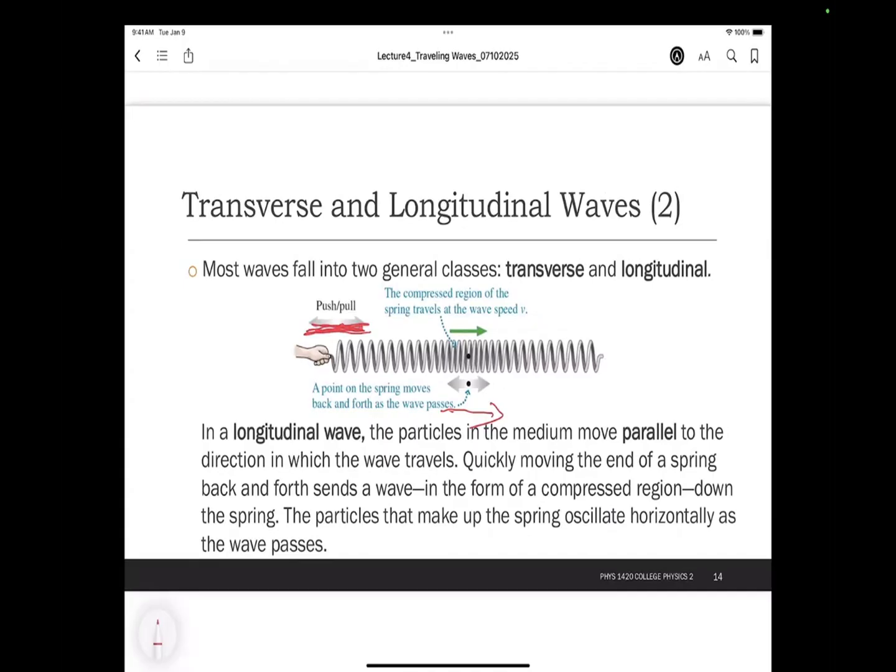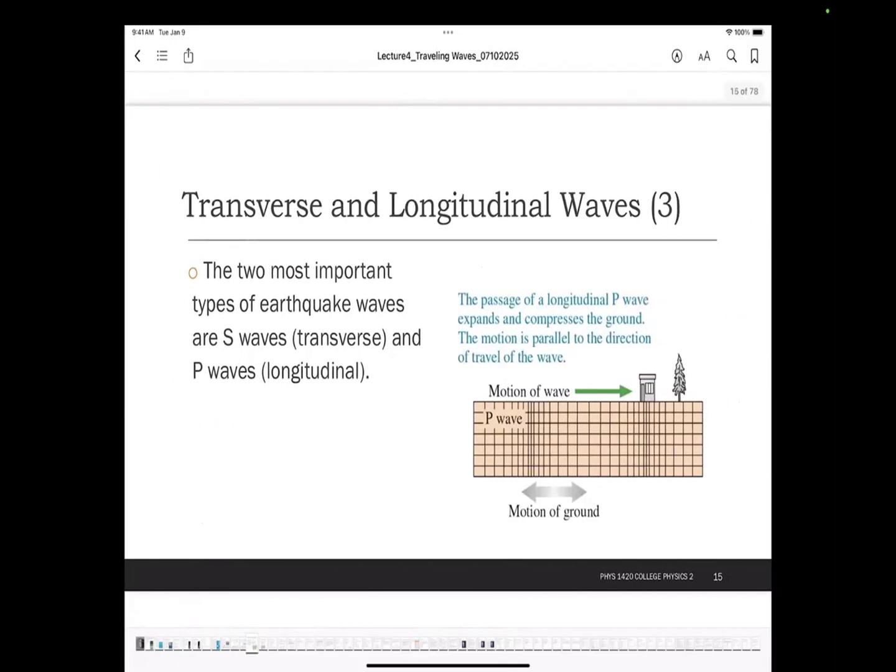Quickly moving the end of a spring back and forth sends a wave in the form of a compressed region down the spring. The particles that make up the spring oscillate horizontally as the wave passes. This kind of wave we call a longitudinal wave.